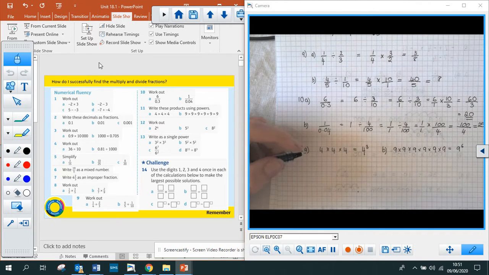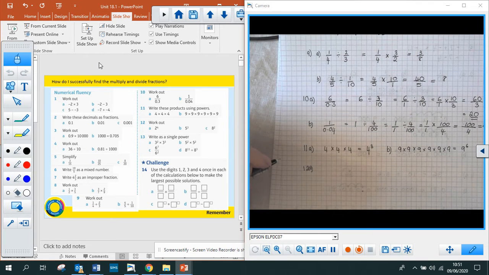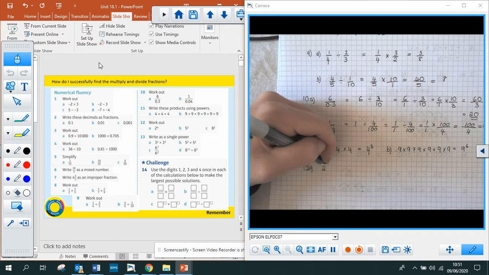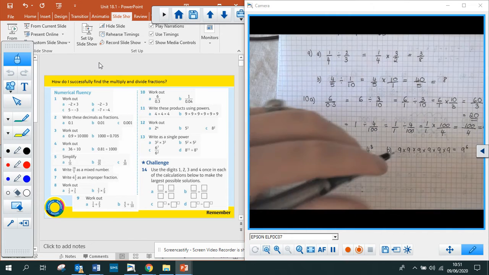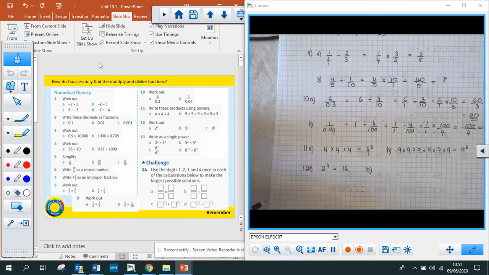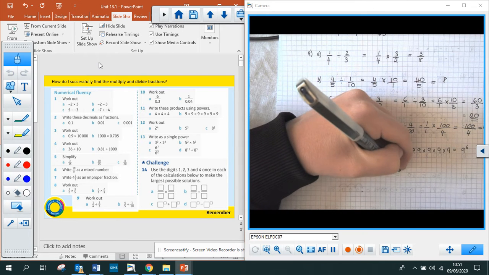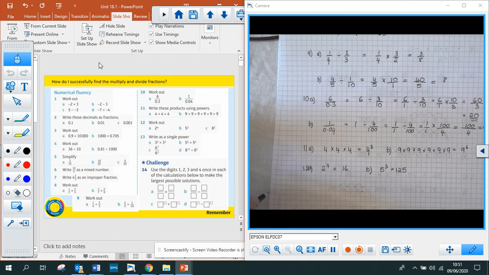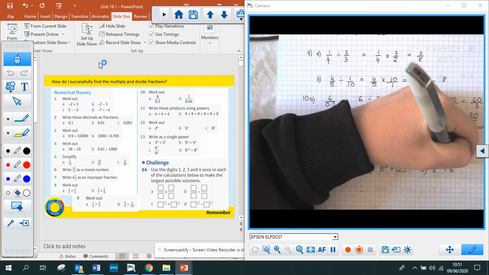Okay, 12a, it wants to know 2 to the power of 4, which is 2 multiplied by itself 4 times, and the answer there is 16. B wants to know 5 cubed, so that means 5 multiplied by itself 3 times, and that would give you 125. And C wants to know 8 squared, and hopefully you knew that without working anything out. That's 64.